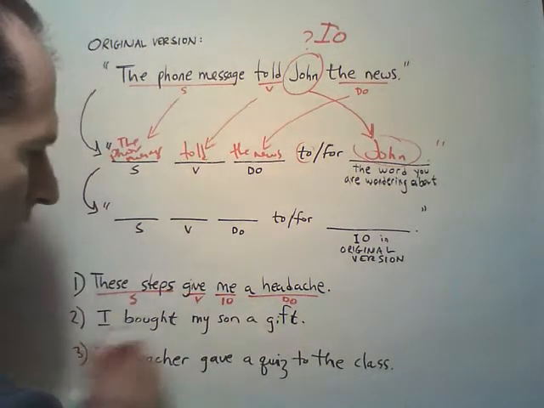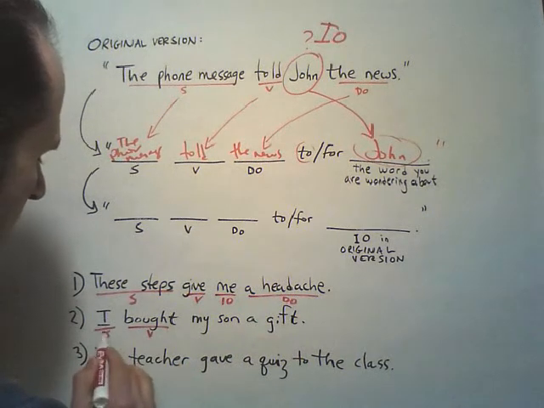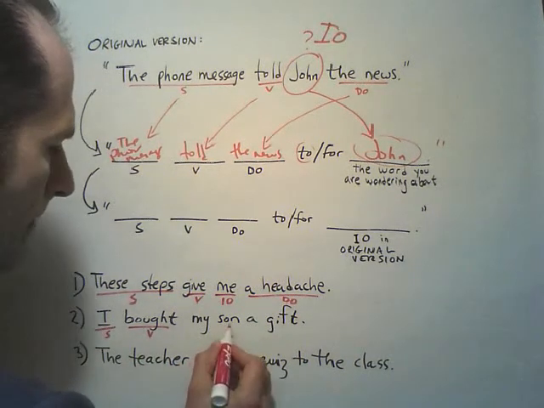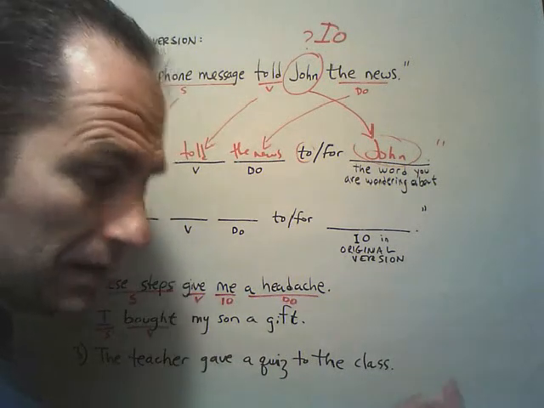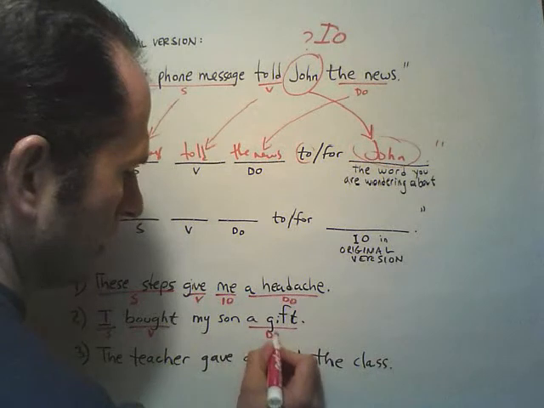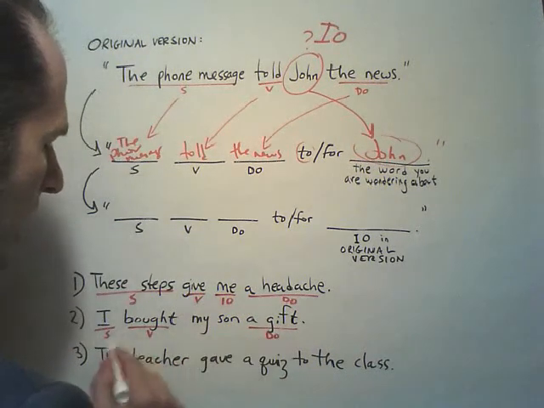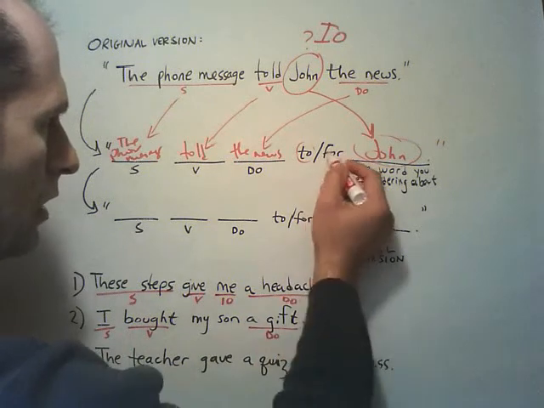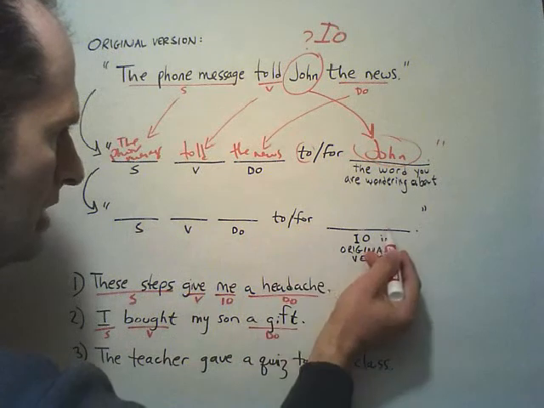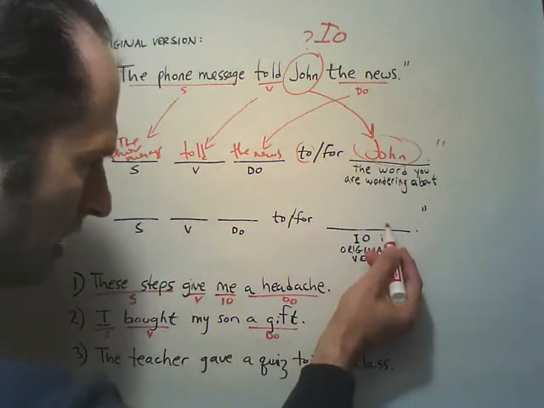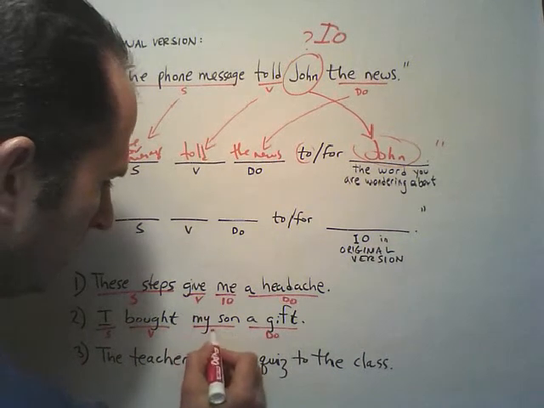Now let's look at this. I bought my son a gift. Bought is the verb. Who or what bought? I bought. Subject, verb. I bought who or what? I didn't buy my son. I bought a gift. So this is the direct object. Now I'm wondering, what am I going to do with this word? Well, can we say I bought a gift for my son? Yes, it means the same thing. So the word that goes in this blank, my son, in the original is going to be the indirect object.